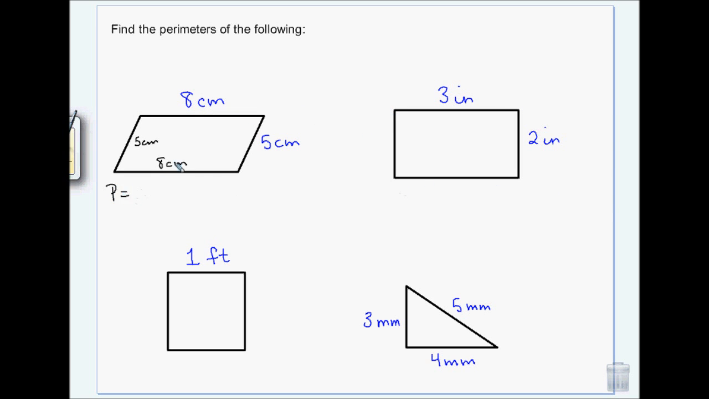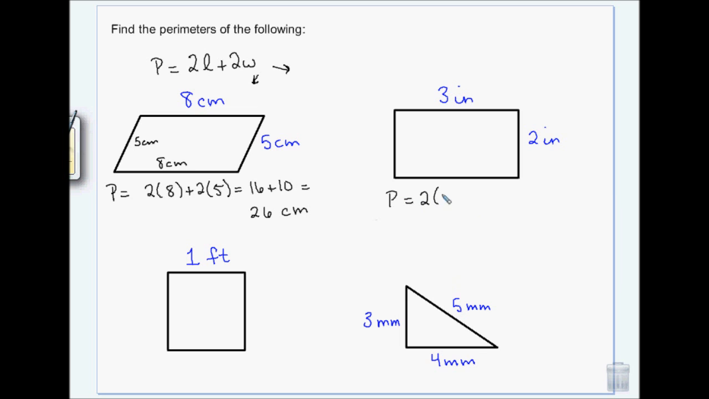Or we can use the formula, which for these two is 2L plus 2W. So you can do 2 times 8 plus 2 times 5, which gives me 16 plus 10. So it's going to be 26 centimeters. Same for the rectangle. I can do 2 times the length plus 2 times the width. So I'm going to get 6 plus 4, so that's going to give me 10 inches.